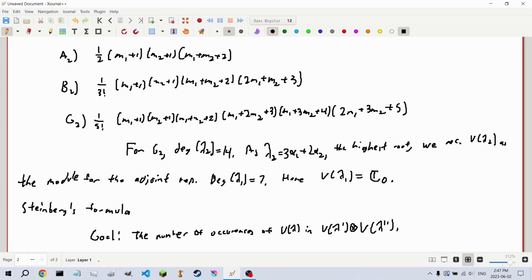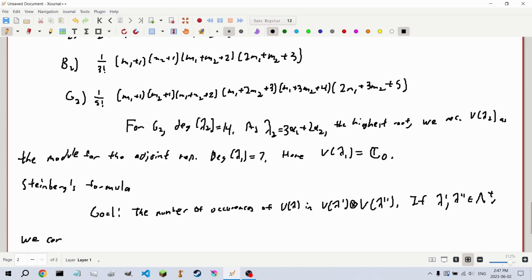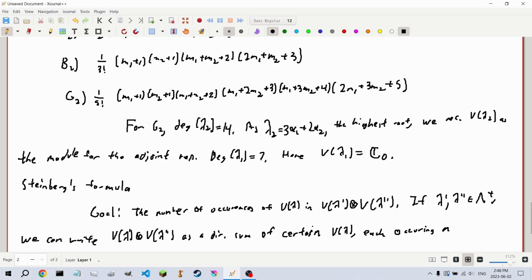Because of Weyl's theorem on complete reducibility of finite dimensional L modules, if lambda prime and lambda double prime are in lambda plus, we can write V lambda prime tensored with V lambda double prime as a direct sum of certain V lambda, each occurring n lambda times, of course being 0 if it does not actually occur.